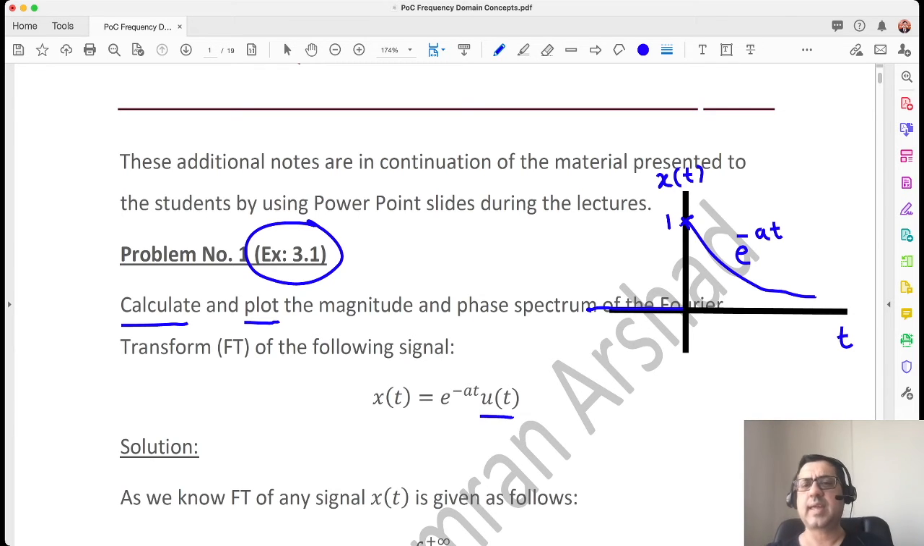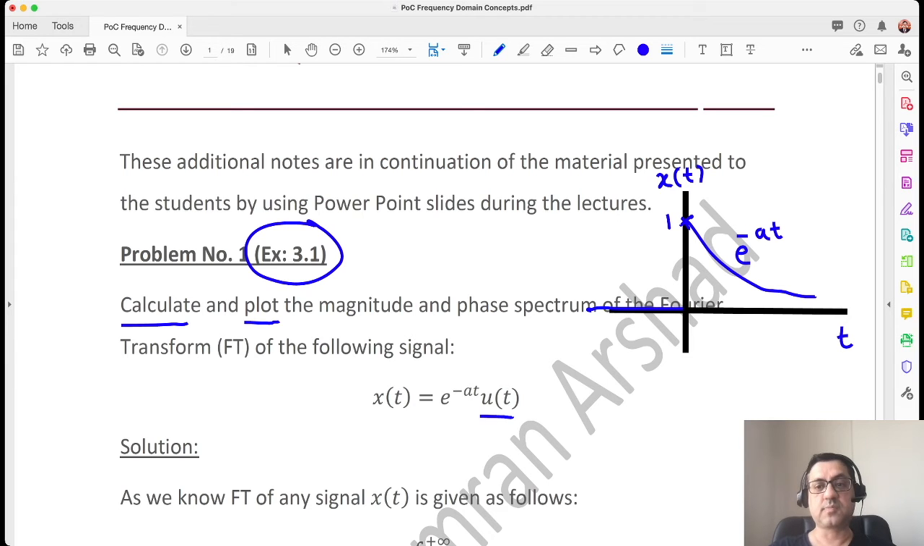Now this is a decaying exponential signal, as you can see here, and we have to see how this signal looks in the frequency domain. For example, if I ask you how many frequencies are present in this signal, we don't know. We never know unless we calculate the Fourier transform of this signal. So as you can see, Fourier is very handy.